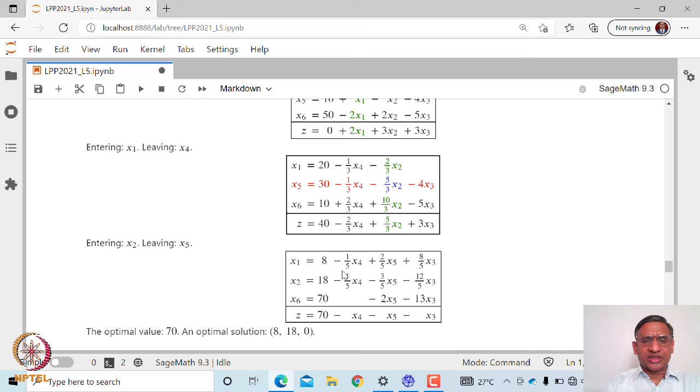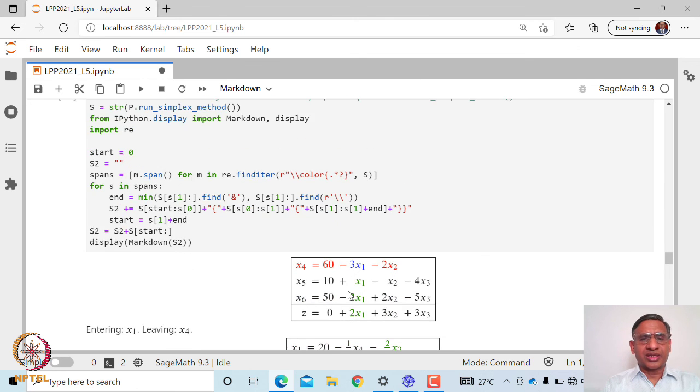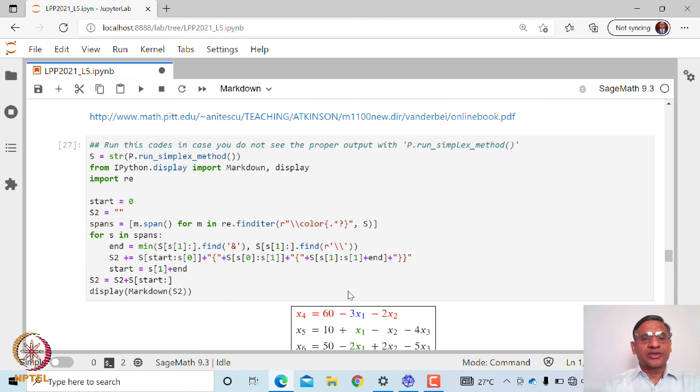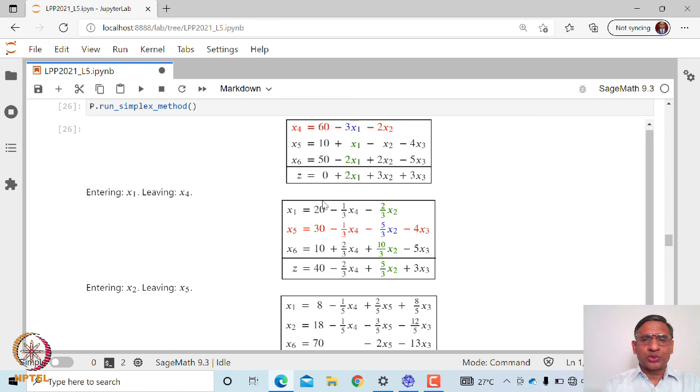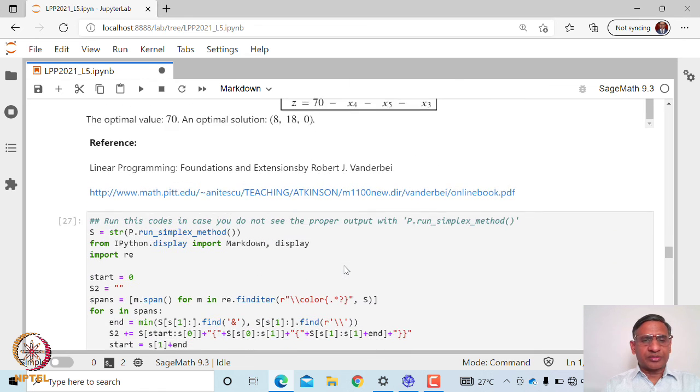In this case, again it will display the same thing in my case, but you might be able to resolve the problem in case you don't see this display in proper format. Okay, fine. So let me stop here.